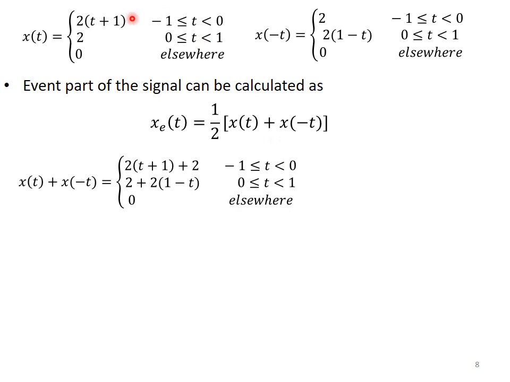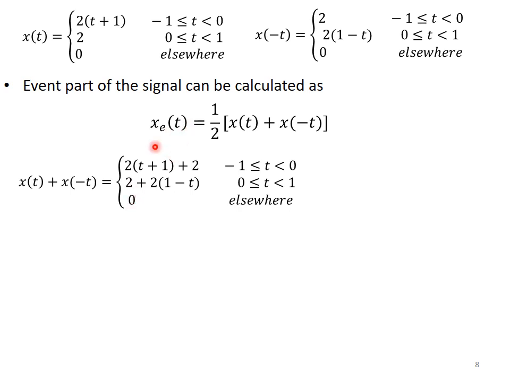So between minus 1 and 0 you have 2t plus 1, and here between minus 1 and 0 you have 2, right? So 2t plus 1 plus 2, and then add the components between 0 and 1. Between 0 and 1 you have 2 in x of t, and you have 2 into 1 minus t in x of minus t. So adding these two together, and obviously everywhere else would be 0.